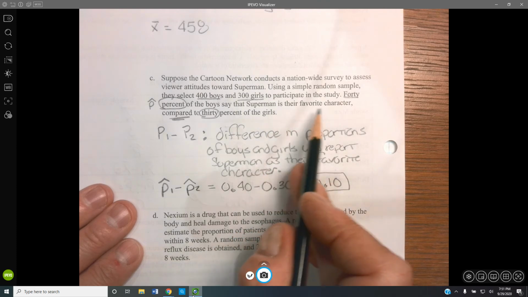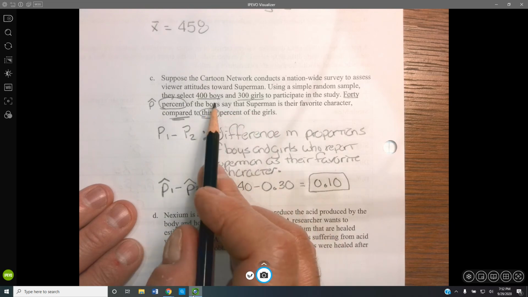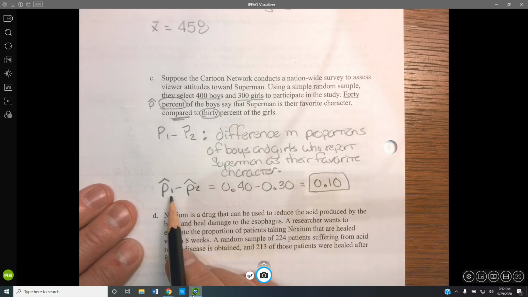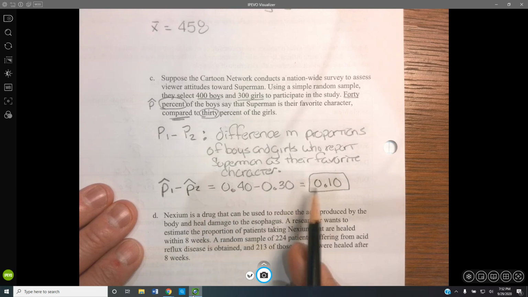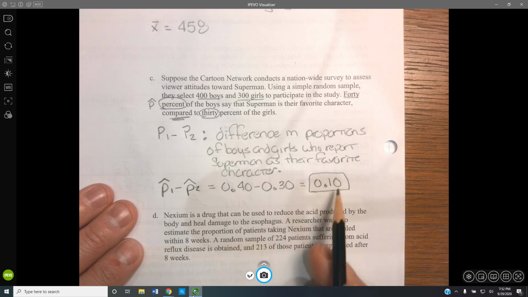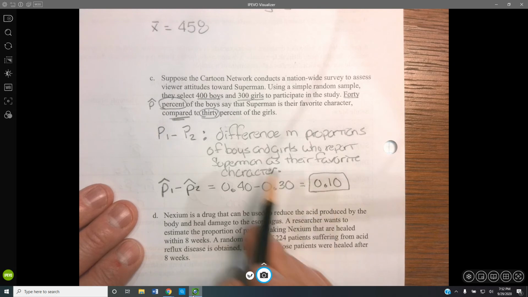It matters because in the story, boys were given first, girls were given second in both instances, so therefore P1 is boy and P2 is girl. Don't turn them around. So boys were 10% higher, that's the positive number. If we turn those around, we'd have negative, which means they would be 10% lower, and that was not the case.